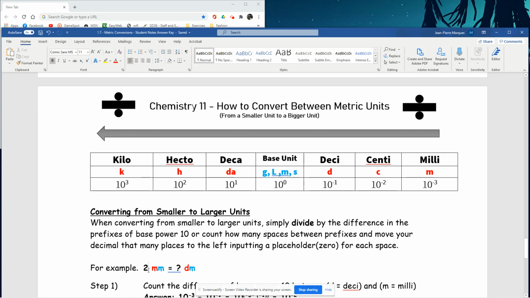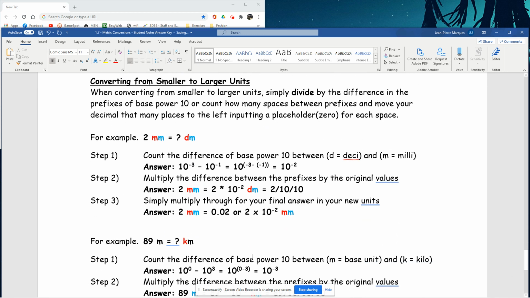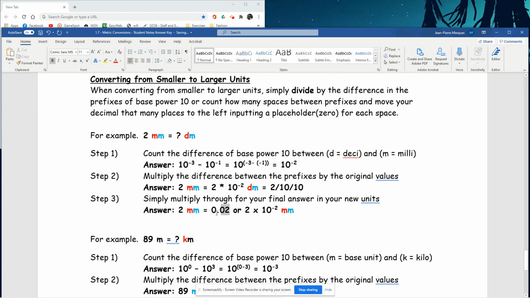So if I imagine my decimal is here, I'm going to move it. When I go to milli, that's divided by 10. We move it 1 to the left. When we go to deci, we move it again, giving me 0.02 decimeters, okay, as shown here.